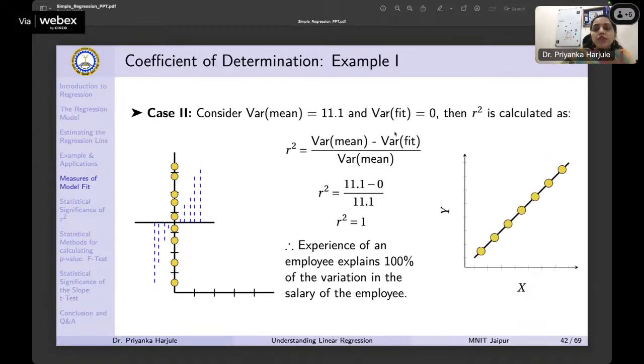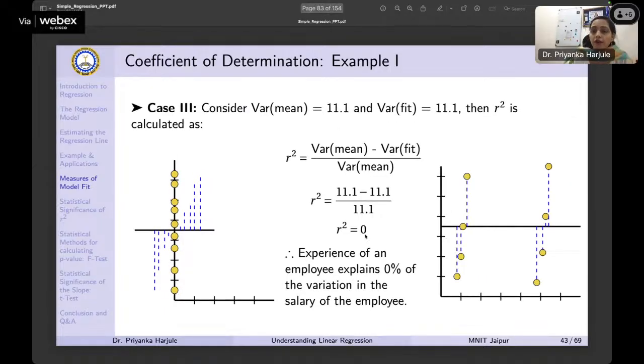Next is, if we put the variation of fit to be 0, that is all the data points are nicely lying on the line. So in that case, your r square becomes 1. That means experience of an employee explains 100% of the variation in the salary of the employee. Okay. Finally, if we have both the values the same, that is variation of mean and variation of fit, then r square is 0. So as you can see from the data, from the visual also, experience of an employee explains no variation in the salary of the employee. Okay.